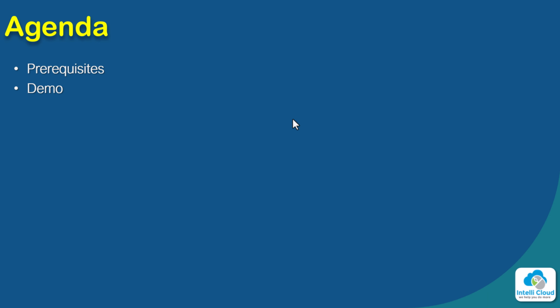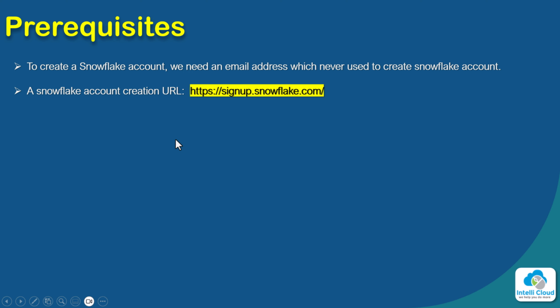Let's start. The agenda for today's video is what are the prerequisites to create a Snowflake trial account and how to create it. Prerequisites: to create any Snowflake account, we need an email, either Gmail, Yahoo or Outlook, whatever it is, which is not used before to create a Snowflake account. And we need just a URL like signup.snowflake.com. I'll provide this URL in the description. So click on this link to create a Snowflake account.